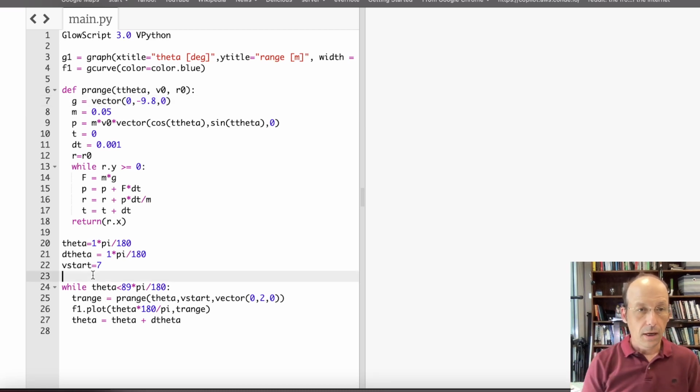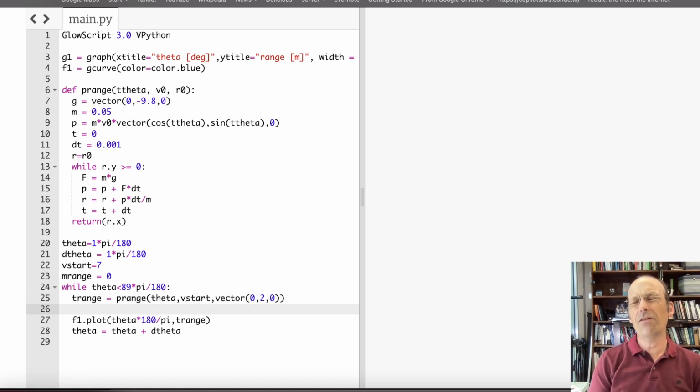So this is what we're going to do. I'm going to say m range equals 0. That's my maximum range. Then I'm going to calculate the range, and if that range is greater than that, then that's going to be the maximum range. So it's pretty easy to do. Here I can say, I never really had a lesson on if statements, did I?